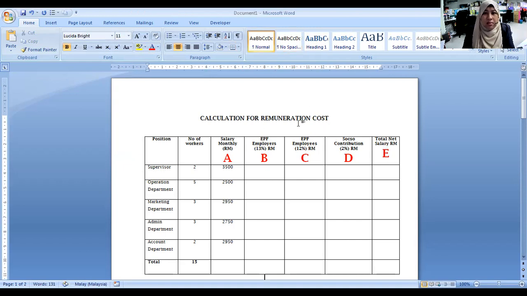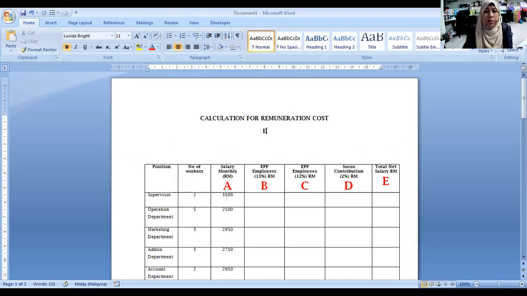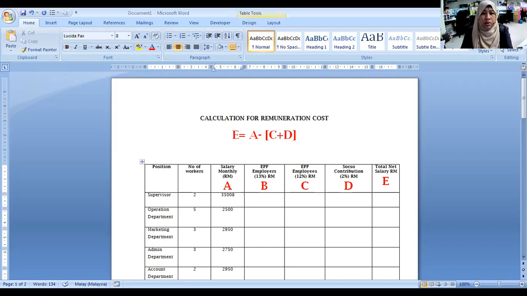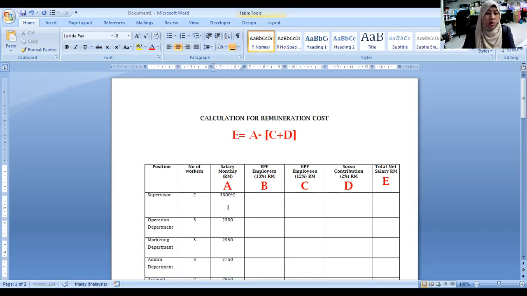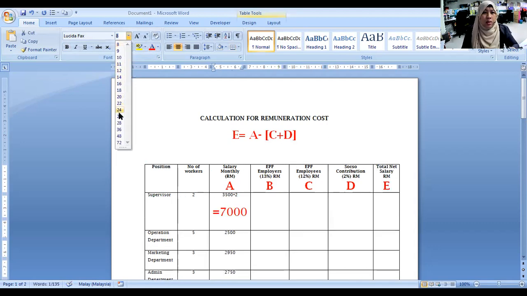Okay, to calculate E, what you should do is, I only give one example in this table. In order to calculate E, A will minus C plus D. This is the formula. To make sure, B you also have to calculate, because that is also counted as marks. Let's say you have the supervisor for 2% in here. So how to calculate this? This is 3,500 for a supervisor, for one employee. So what you have to do, you have to times with 2. So equals to 7,000. The one that I highlighted here is to make sure that you know how to calculate.